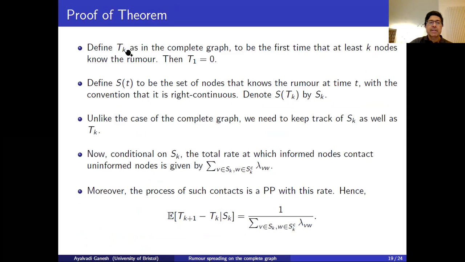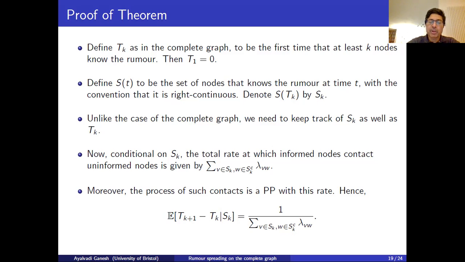Okay, so we are going to define Tk as the first time that k nodes know the Rumour. And we'll also define S of t to be the set of nodes that knows the Rumour at time t. And we'll denote S at the random time Tk by Sk. So Sk is the set of k nodes that knows the Rumour at time Tk, which is the first time at which at least k nodes know the Rumour. Quite a mouthful, let me repeat that. Tk is the first time that k nodes know the Rumour, so the set of nodes that knows the Rumour at time Tk has to be of size k, and we'll denote that set by Sk.